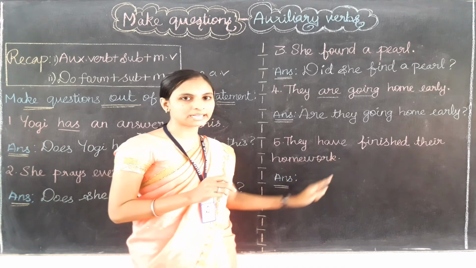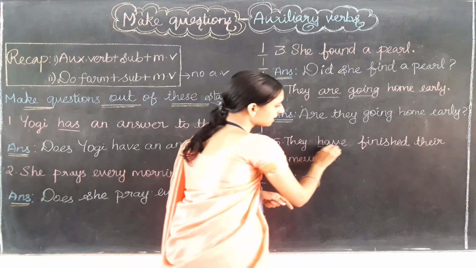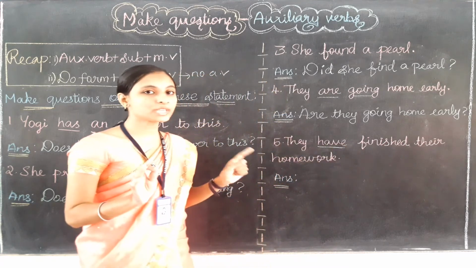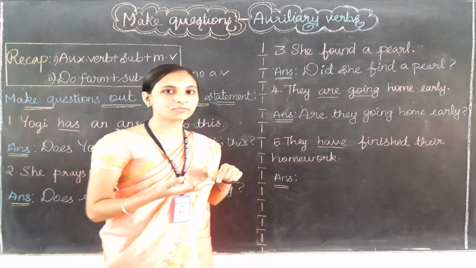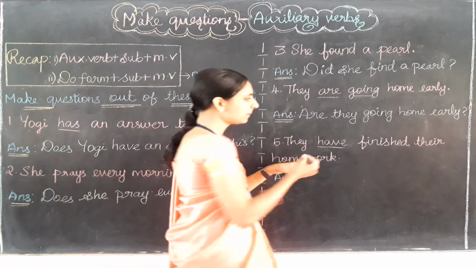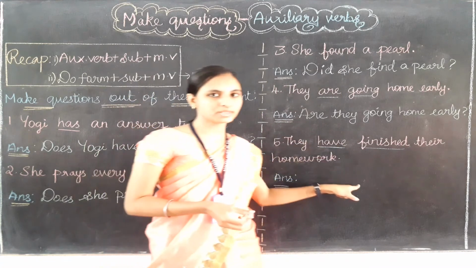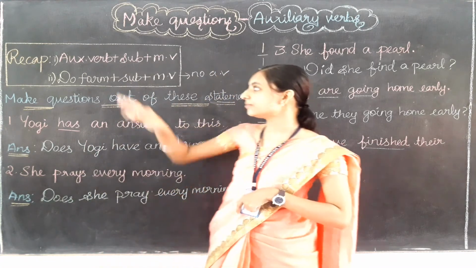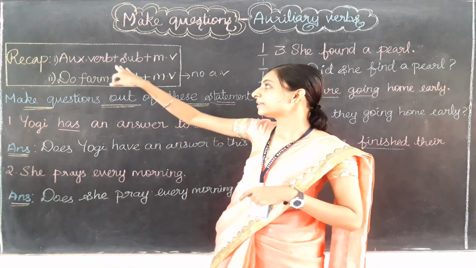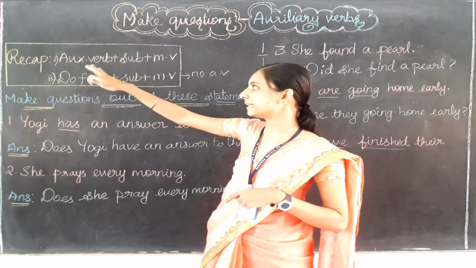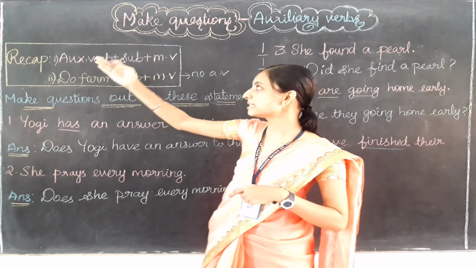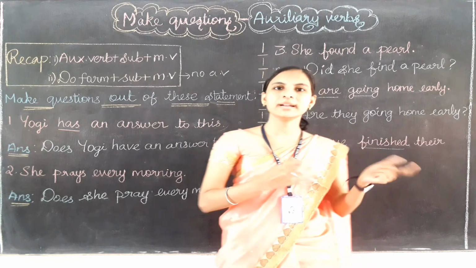Is there any auxiliary verb? Yes, there is an auxiliary verb, have, but we need to check whether it comes with the main verb or not. Can you find any main verb here? Yes, that is finished. So here the auxiliary verb comes with the main verb. Then which rule do we need to use? First or second? Yes, we need to use the first rule. That is, we need to write the auxiliary verb first, then the subject, then the main verb and all other things.